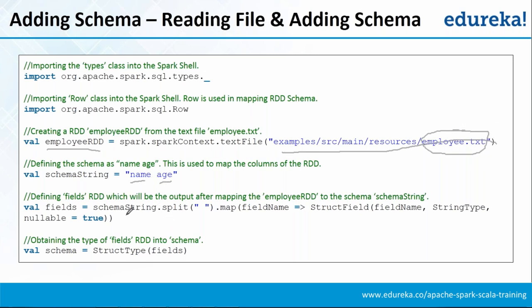Once we have done that, we can split it with respect to space. We can say that this is our mapping value, and we are passing all this value inside our struct field. So we are defining our fields RDD, which is going to output after mapping the employee RDD. We want to do this into my schema style. Then in the end, we will be obtaining this field. If you notice this field which we have created here, we are passing it into a struct type, and it is getting converted to your schema. So that is what we will do.